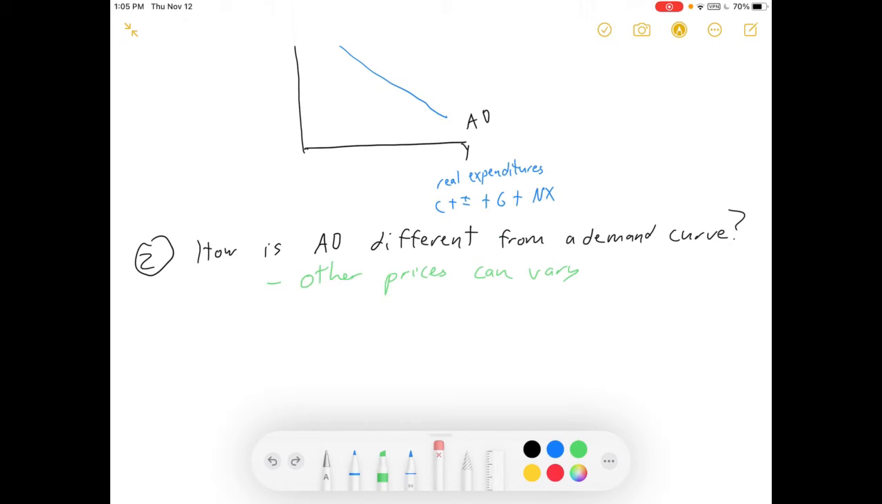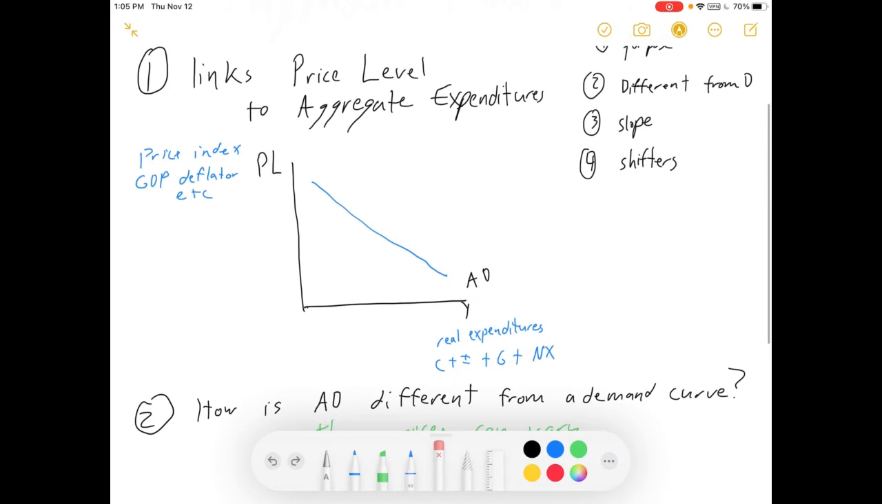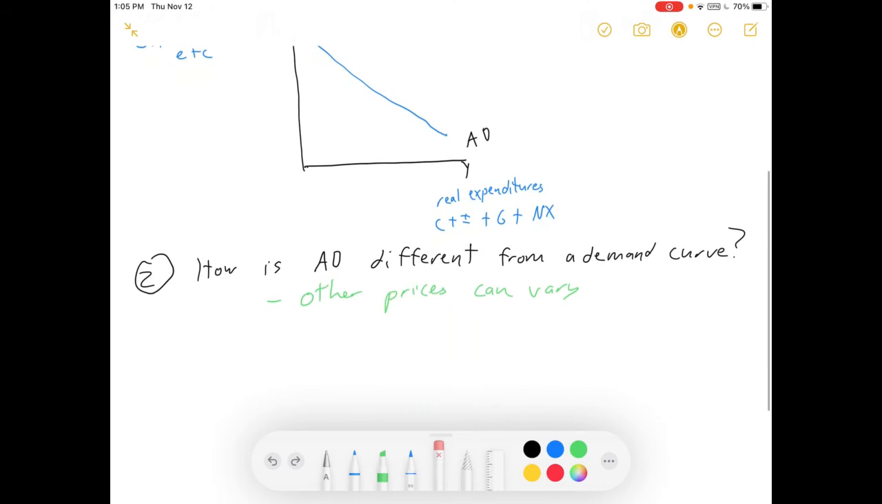Well, for one thing, we allow other prices to vary. In a regular demand curve, substitutes and complements all have to have constant prices, but this model has every good in your economy in it. We can't hold those prices constant or it would break everything.